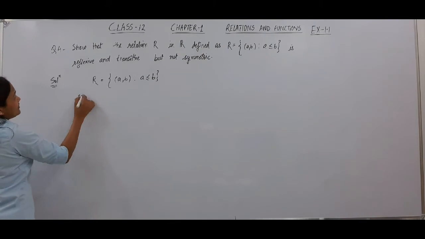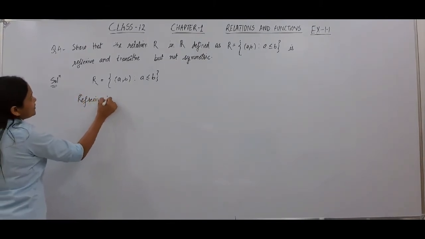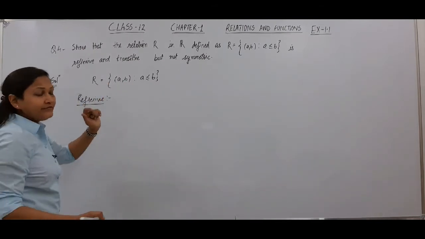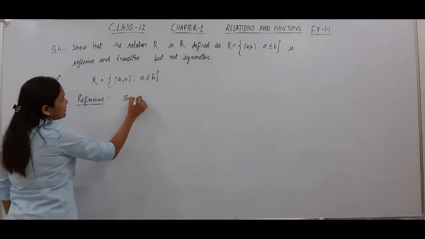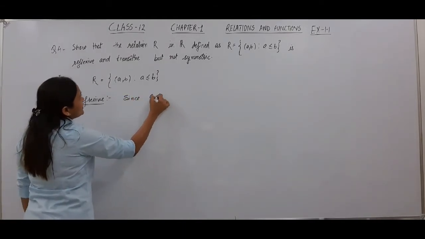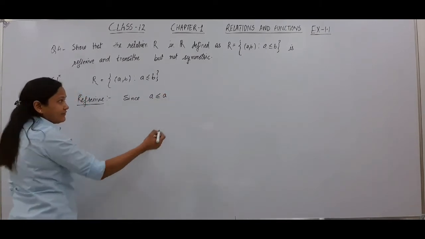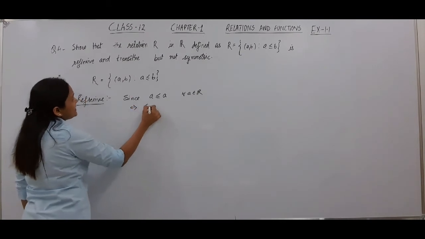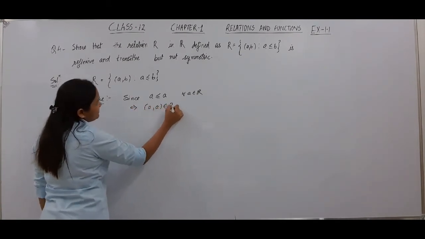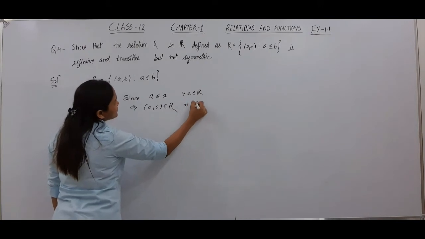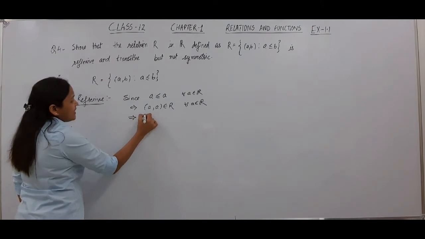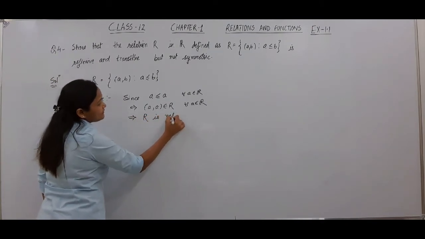So let us check for reflexive. Now reflexive property says that every element should be related to itself. Since every real number is less than or equal to itself, for all A belonging to real numbers, that implies (A, A) belongs to R for all A belonging to the set of real numbers. That implies R is reflexive.